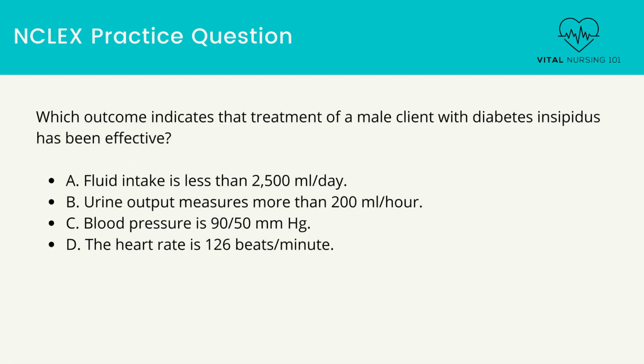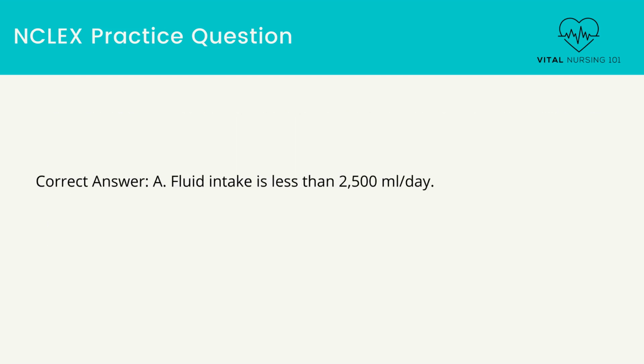Which outcome indicates that treatment of a male client with diabetes insipidus has been effective? A. Fluid intake is less than 2,500 milliliters per day. B. Urine output measures more than 200 milliliters per hour. C. Blood pressure is 90/50 mm Hg. D. The heart rate is 126 beats/minute. The correct answer is a fluid intake of less than 2,500 milliliters per day.